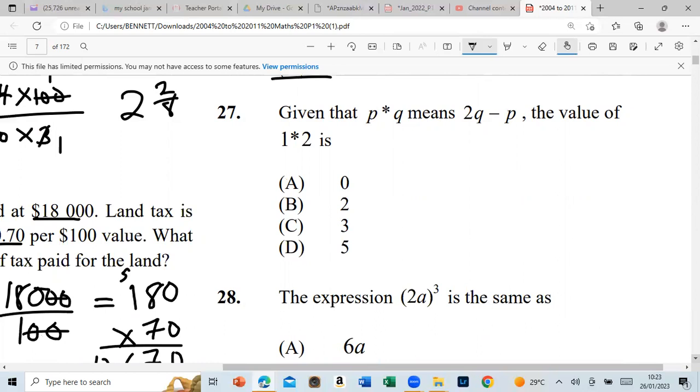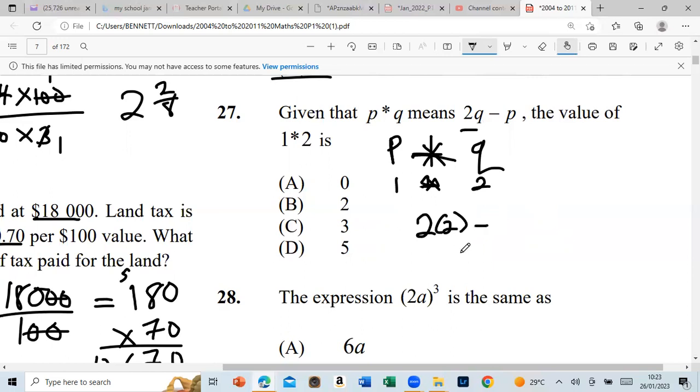Given that P asterisk Q means 2Q minus P, the value of 1 asterisk 2 is. Alright, so let's put things in perspective. So basically what they're saying is, if you follow my channel, you would have seen this, I've done this as a topic many times. The value of P is 1 and the value of Q is 2. So all we're doing is substituting the value. So it's 2 times Q, which is 2, minus 1. So that's 4 minus 1, which is 3. Let's move on to 28.